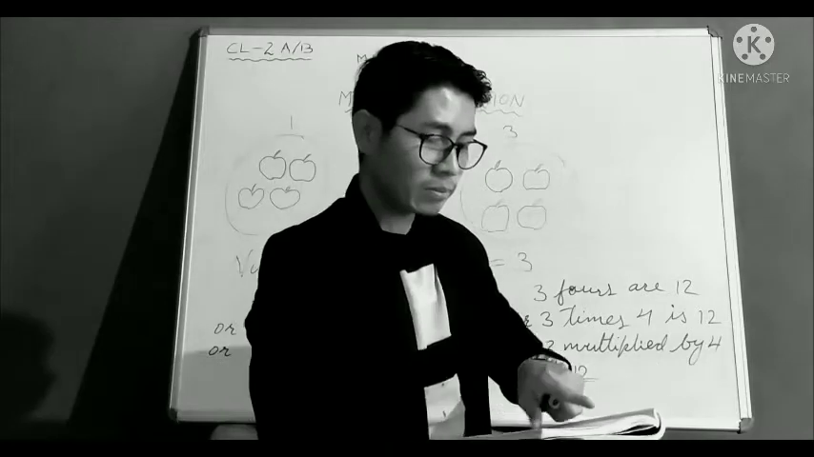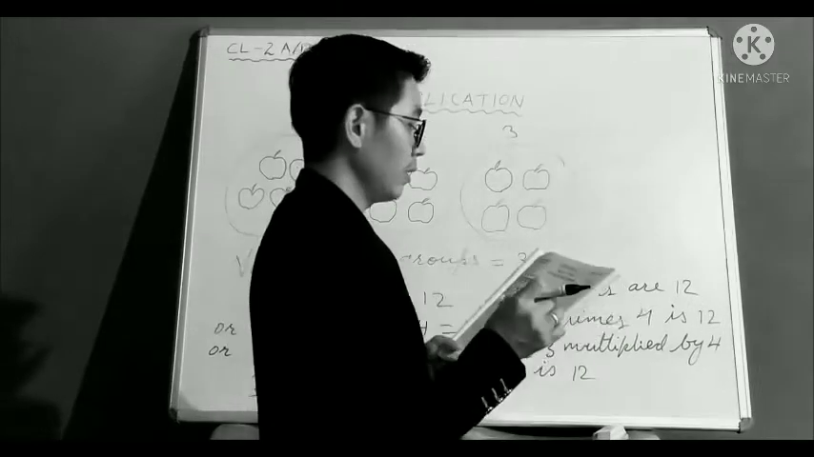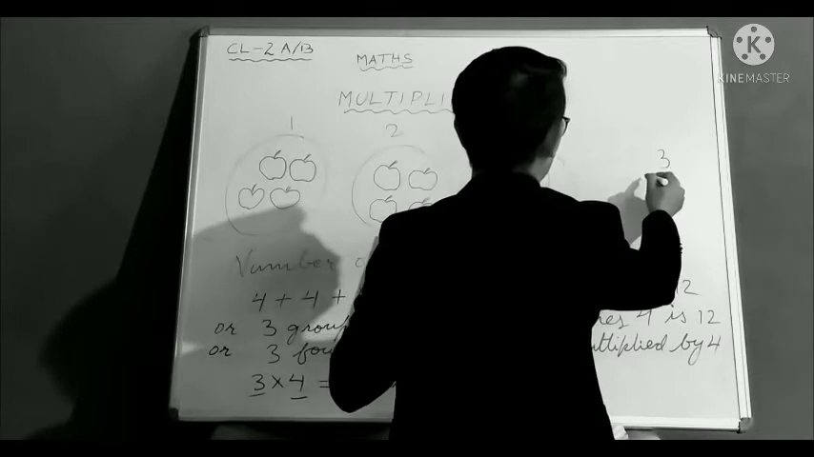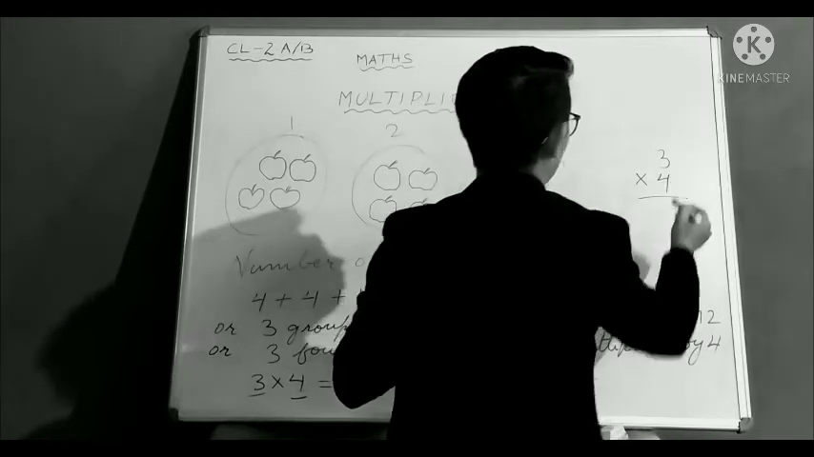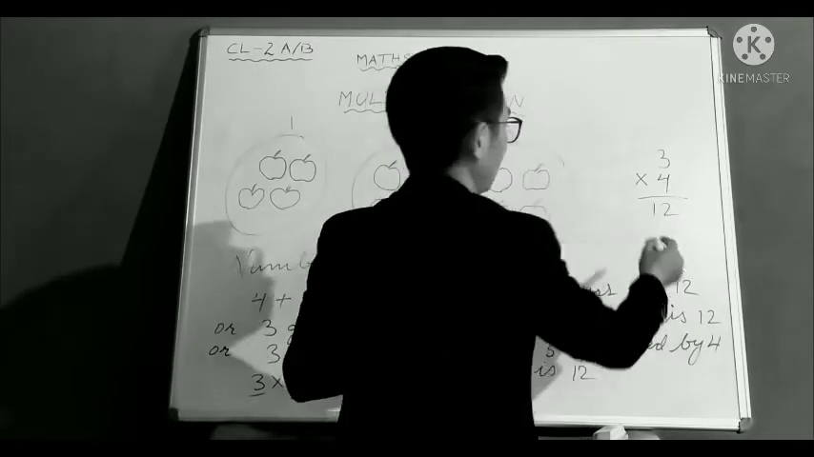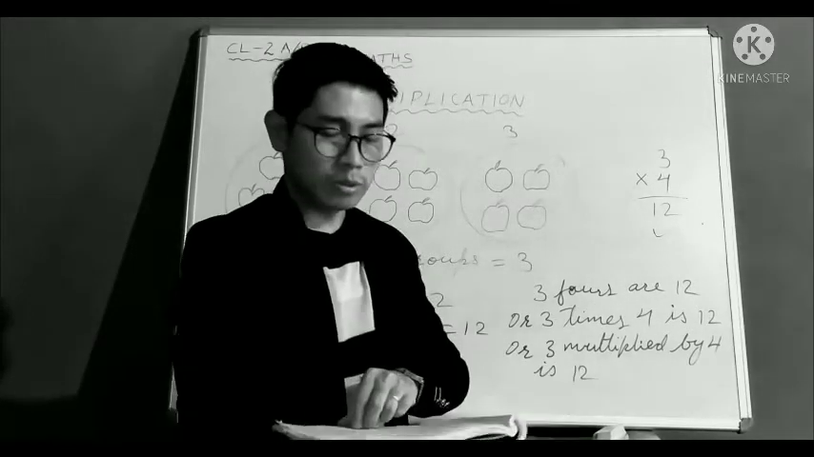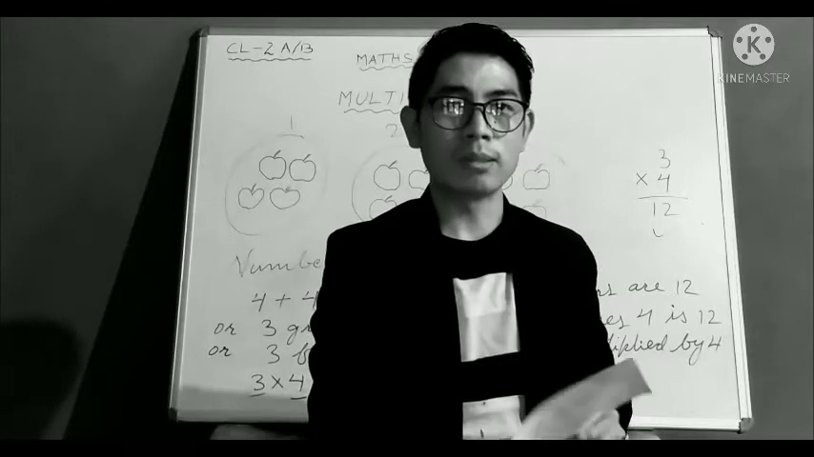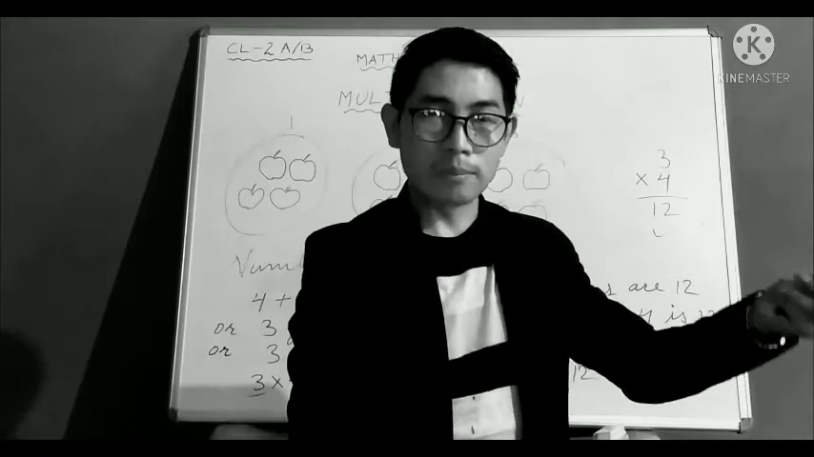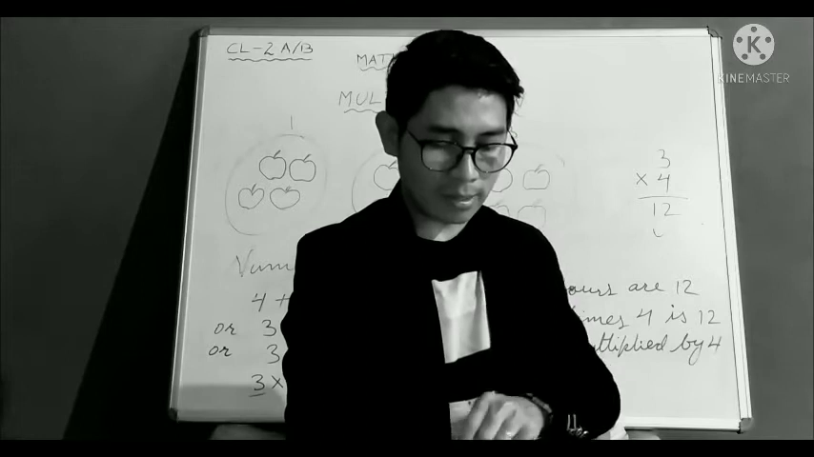Right? So vertically, this equation is written as 3 multiplied by 4. So 3 fours are 12. This is the multiplication sign. This is how you do multiplication. As I've already told you, you need to learn multiplication table up to 15. So please learn the multiplication table by heart.